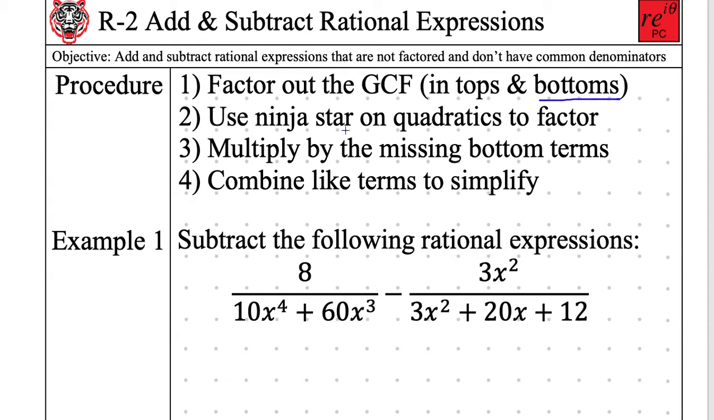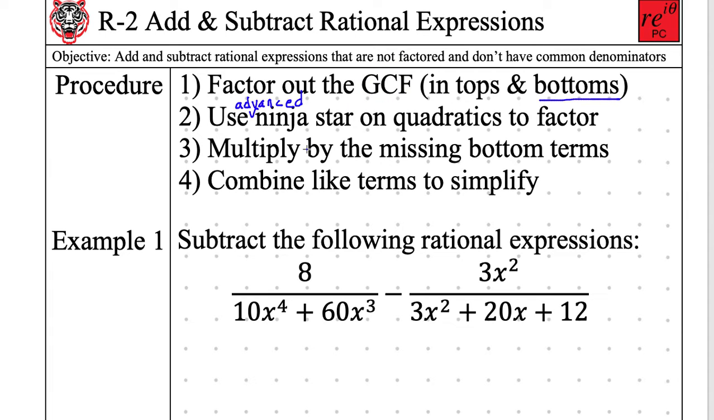Step number 2, use Ninja Star. I should be saying advanced Ninja Star here. We'll say advanced Ninja Star on quadratics to factor. I would say on maybe a quarter of them, they're going to be quadratics, so you'll need a Ninja Star. A lot of these are just factoring out GCF and you're done.